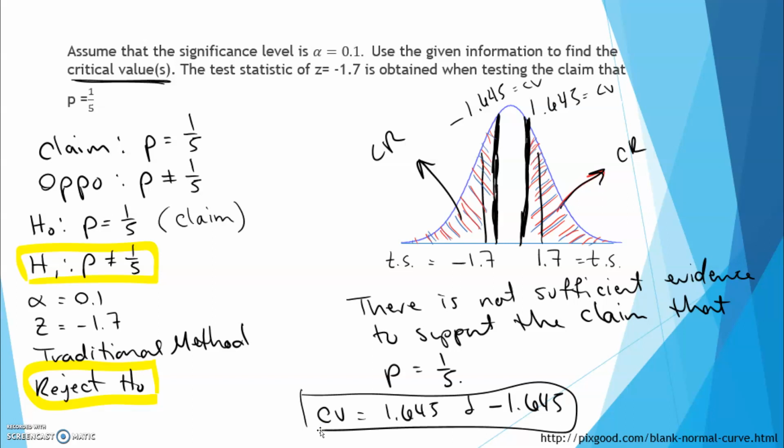Okay, so let's look at this one. Assume the significance level of alpha is 0.05 is used. Use the given information to find the critical values. The test statistic of t is equal to 3.030 is obtained from a sample size of 43 when testing a claim that mu is greater than 69.5. Up until now, all we've been using is proportion. This time we're looking at the mean. So it would be the same steps.